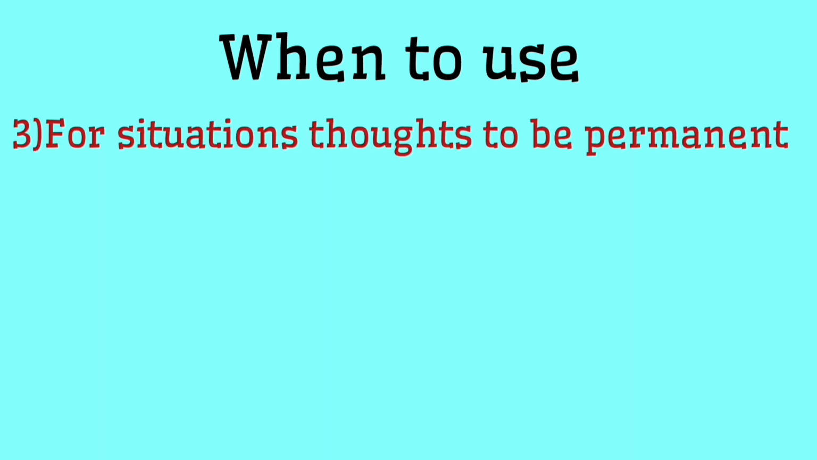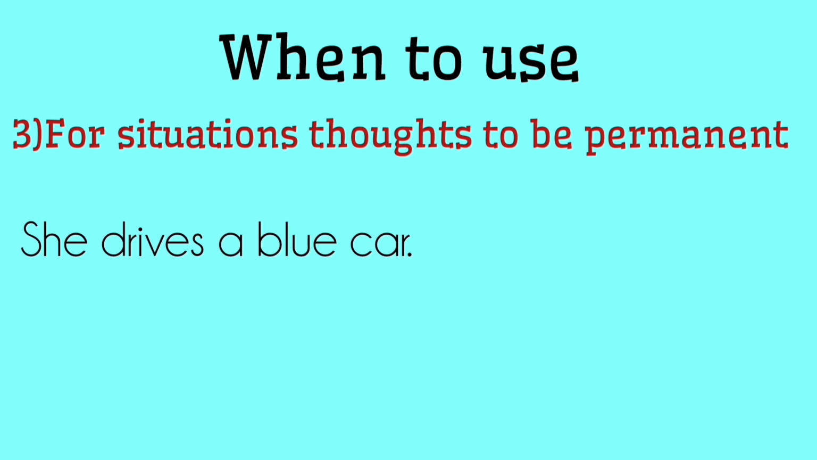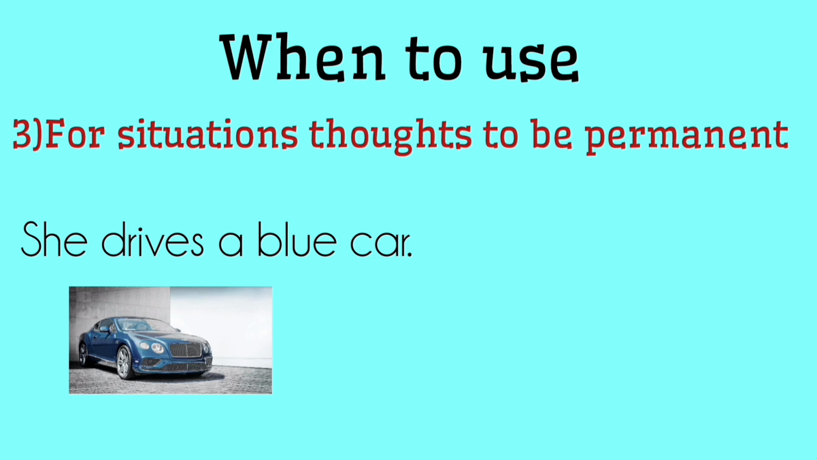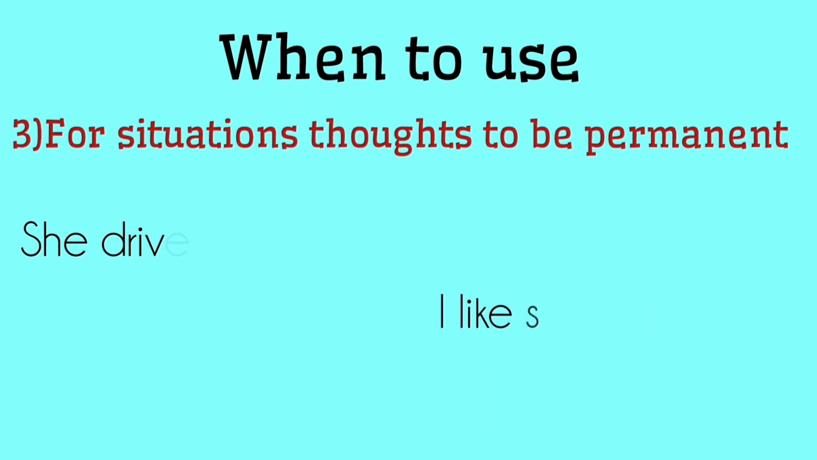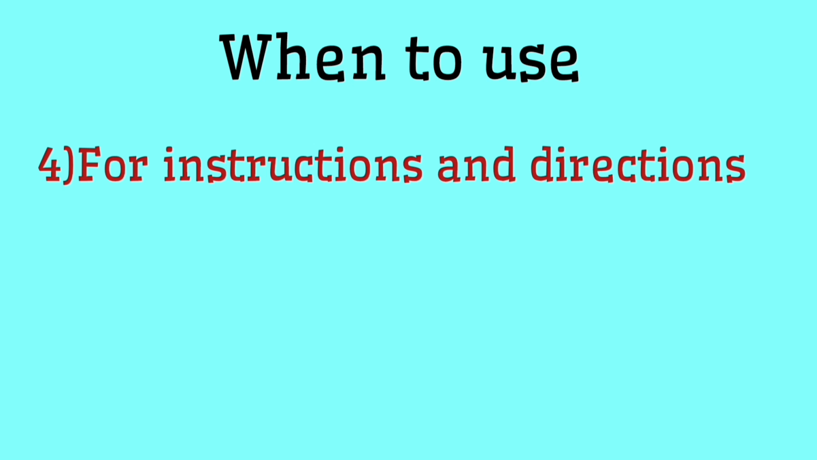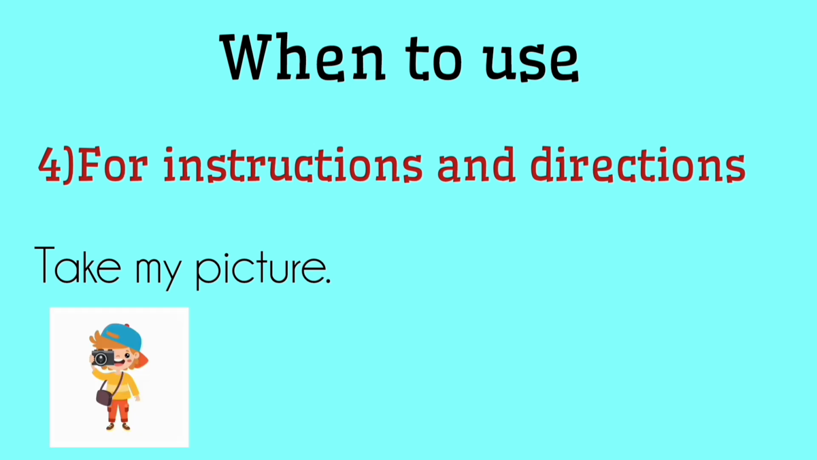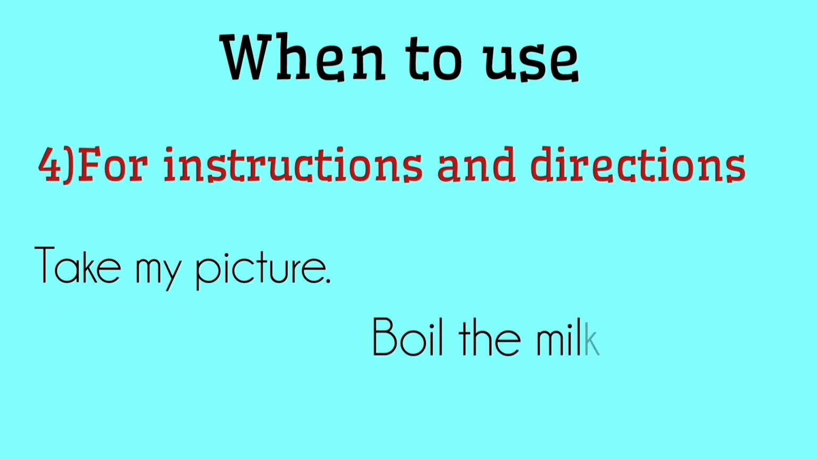We use present simple for situations thought to be permanent. For example, she drives a blue car. I like strawberries. Thoughts. We use present simple for instructions and directions. For example, take my picture. Boil the milk. Instructions.